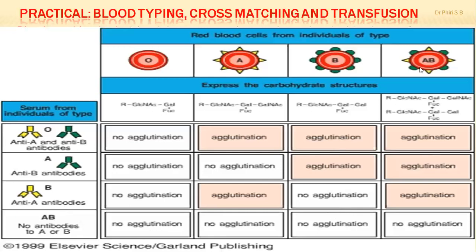If you give them AB blood, they have antigen A and B. But in this person's plasma, there are no antibodies to react with any antigen. There is no agglutination. That's why we say that blood group O is a universal donor, and then blood group AB is a universal recipient.